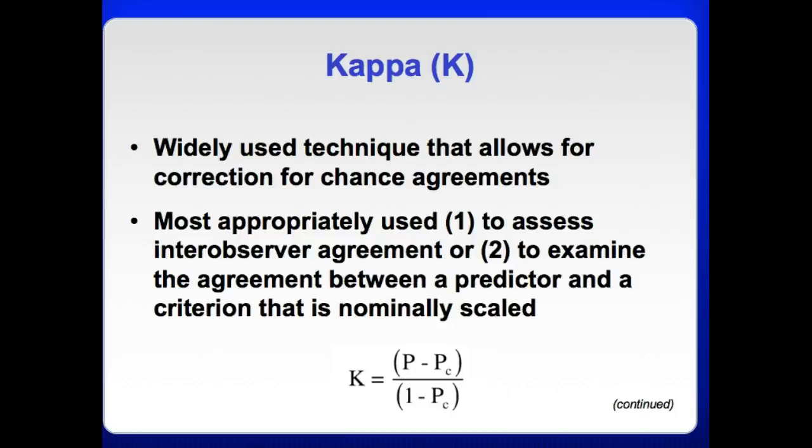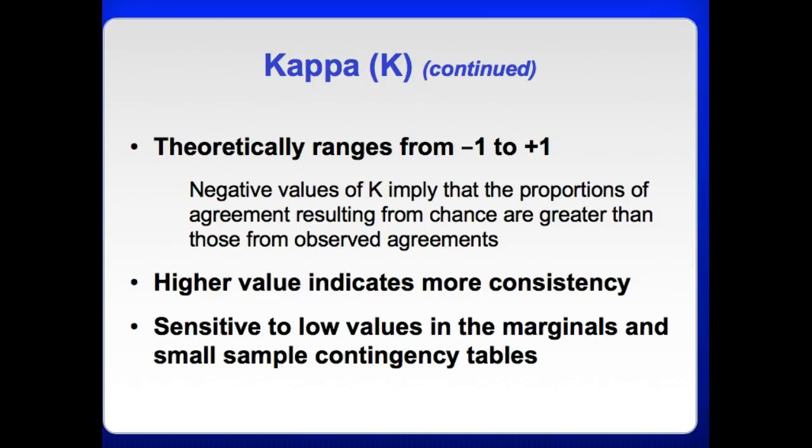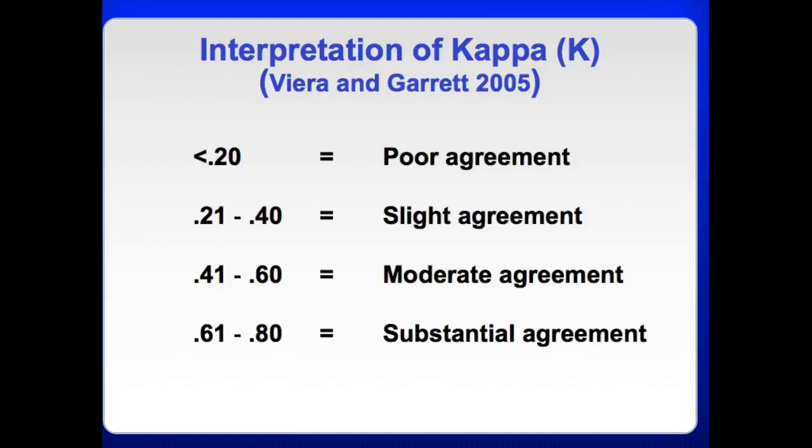Kappa is a widely used technique that allows for correction for chance agreements. It is most appropriately used to assess inter-observer agreement or to examine the agreement between a predictor and a criterion that is nominally scaled. It theoretically ranges from -1 to +1. A higher value indicates more consistency, and it is sensitive to low values in the marginals and small sample contingency tables. Here's the interpretation of kappa. If it's less than 0.2, you're in poor agreement, and then you can see slight agreement, moderate agreement, and then 0.6 to 0.8 is substantial agreement.